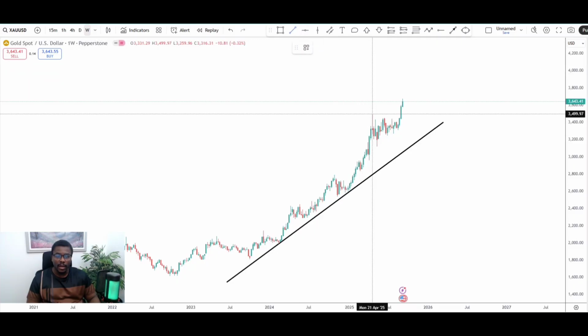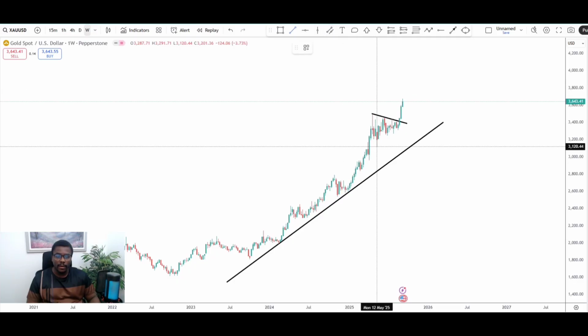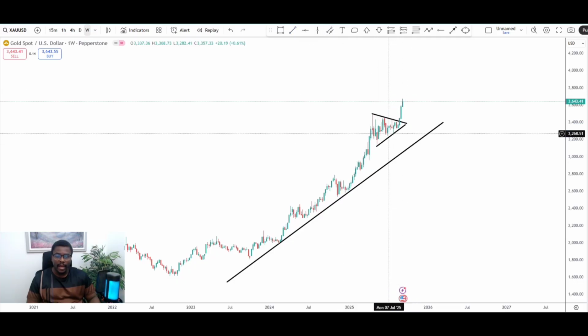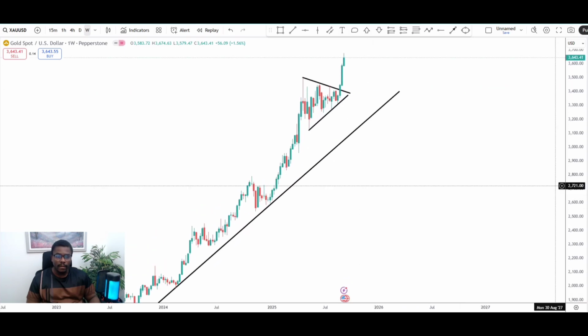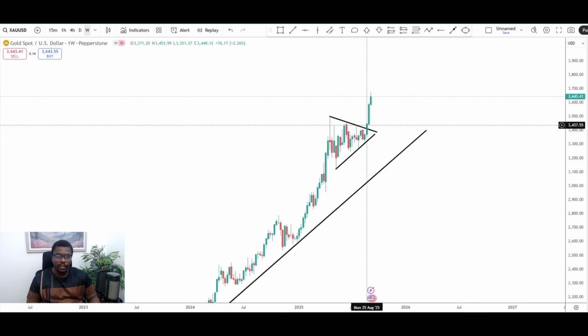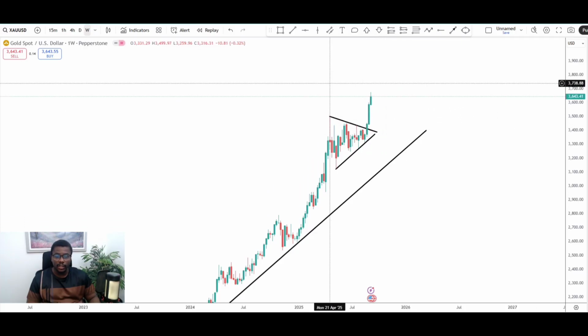So if we do that, we can see that there is like a triangular pattern here that price formed on the weekly time frame, and then you can see the candle that broke out of that range strongly and closed as a strong bullish weekly candle, and then price from there just continued to the upside strongly.